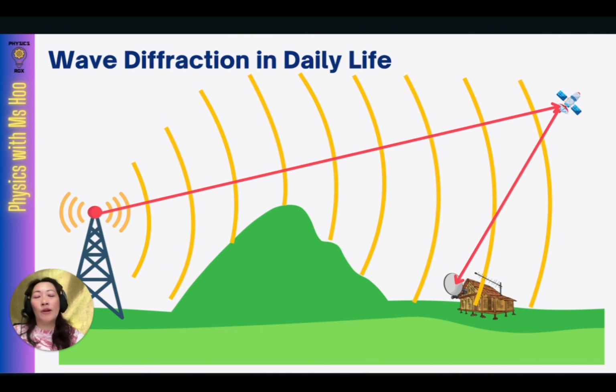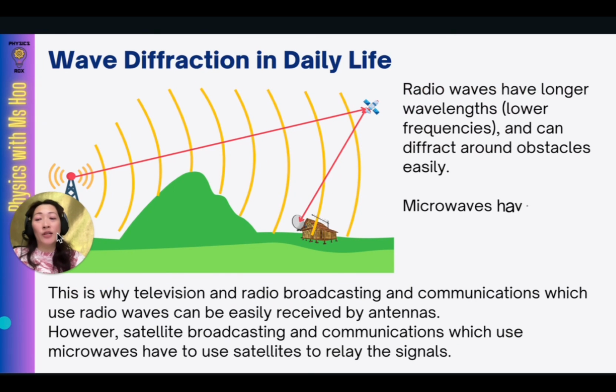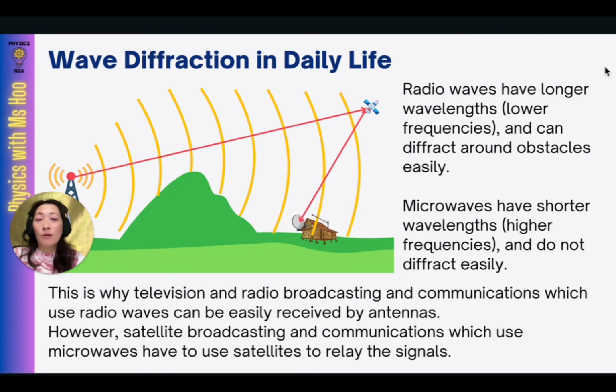So when we compare the radio waves and microwaves side by side, you can see that radio waves diffract easily around an obstacle because of their long wavelengths. Microwaves can be used, but we need to use satellites to relay the data. So here are the worded explanations to what I've just said. Radio waves have longer wavelengths, meaning lower frequencies, and can diffract around obstacles easily. Microwaves have shorter wavelengths, meaning higher frequencies, and do not diffract easily. This is why television and radio broadcasting and communications which use radio waves can be easily received by antennas. However, satellite broadcasting and communications which use microwaves have to use satellites to relay the signals.